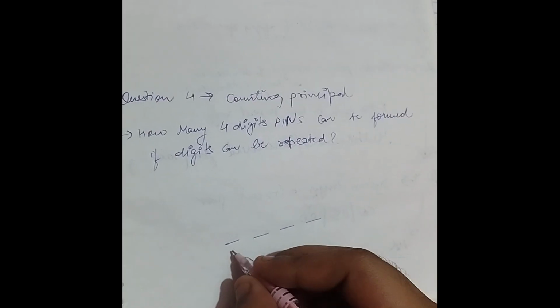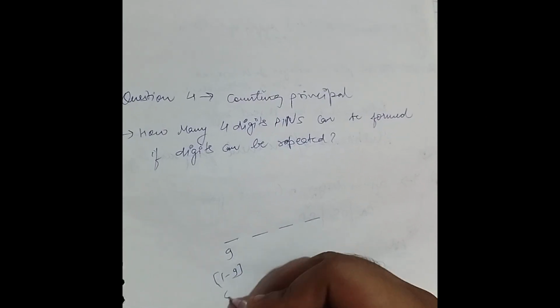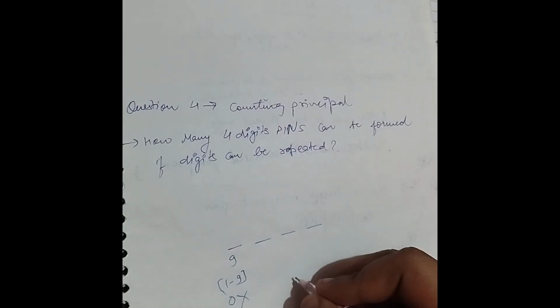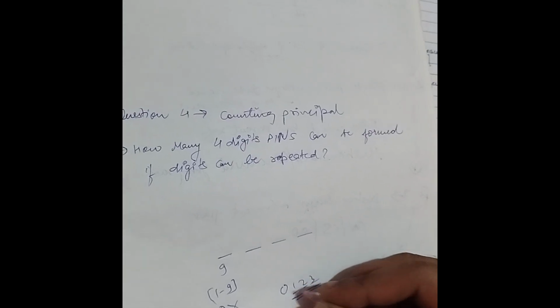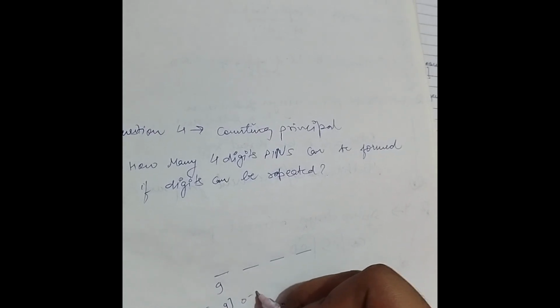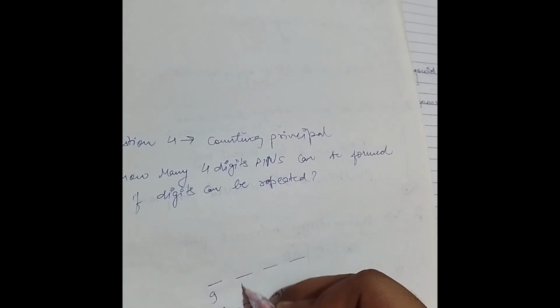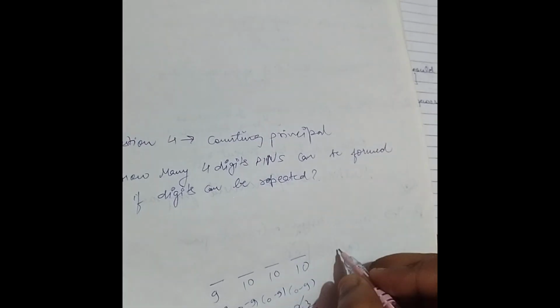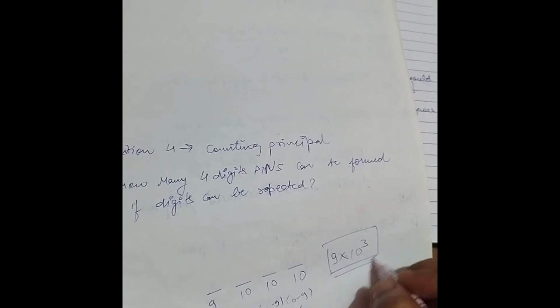So the first digit will have 9 choices, from 1 to 9. We cannot fill 0 here, because if we fill 0 here, then it will be a 3-digit number, not a 4-digit number. So 0 is not a choice here, and the rest can each have digits 0 to 9. So this will have 10 choices, 10 choices and 10 choices. So the number of pins would be 9 into 10 to the power 3.